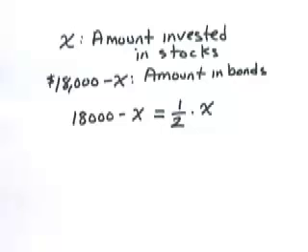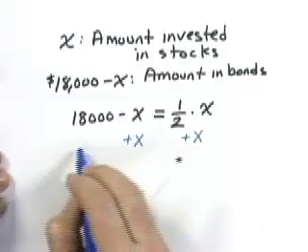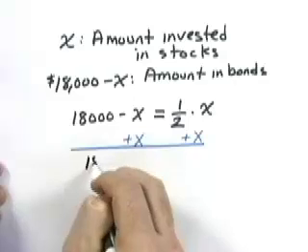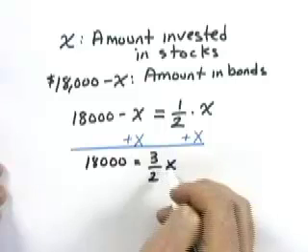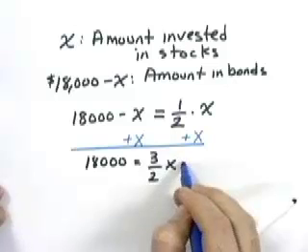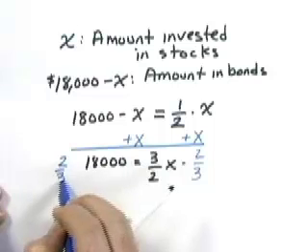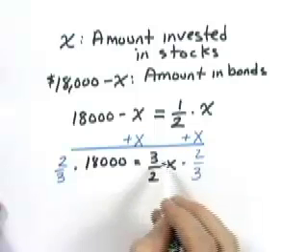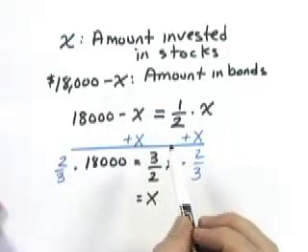The way we're going to solve this for X is I'm going to add X to both sides of the equation. And then what I get is that 18,000 equals 3/2 X. So to solve for X, I multiply both sides of the equation by 2/3, 2/3 on the right and 2/3 on the left. On the right-hand side, everything cancels out, and I'm left with X, which again represents the amount invested in stocks.